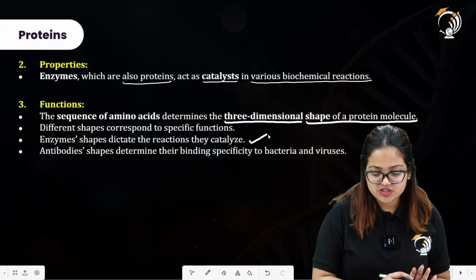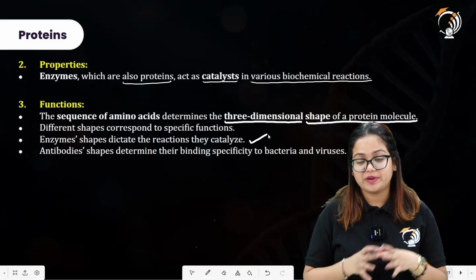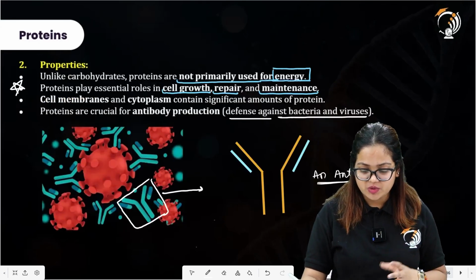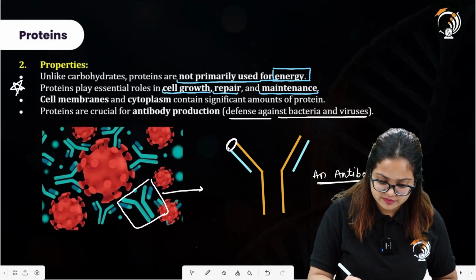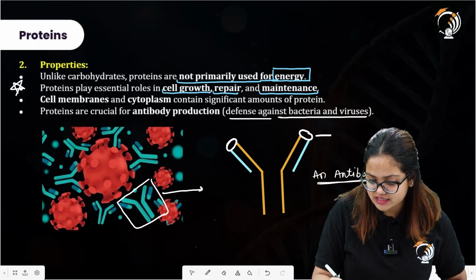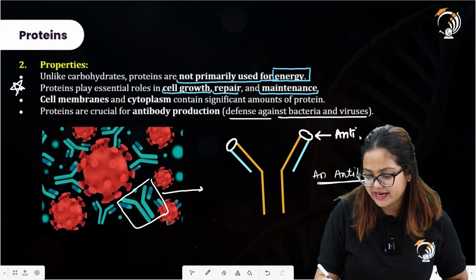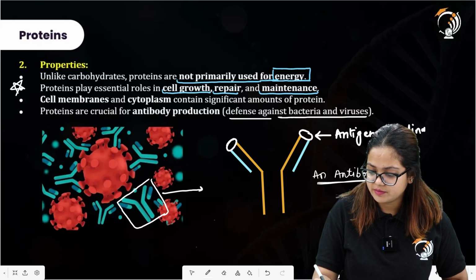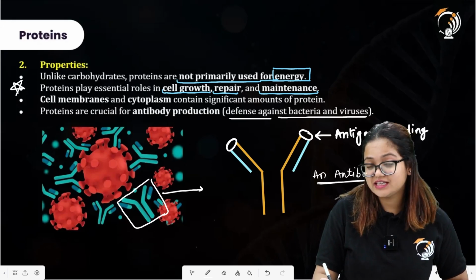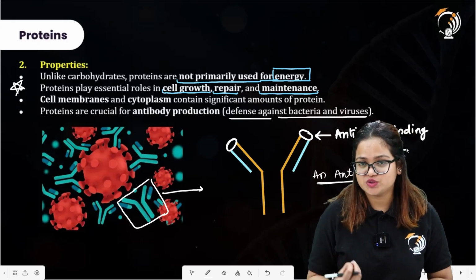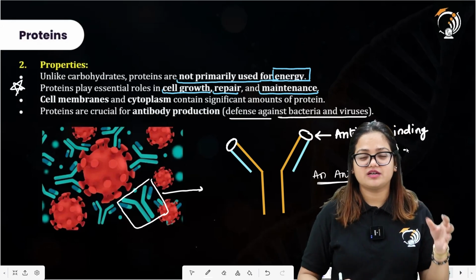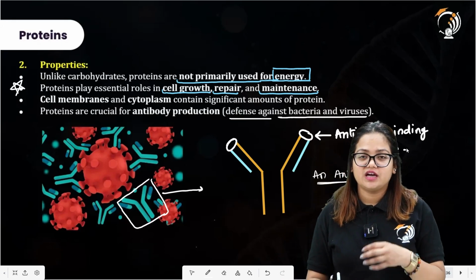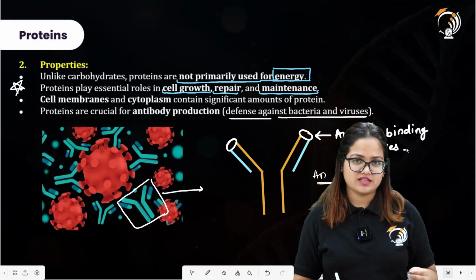All right. Antibody shape determines their binding specificity to bacteria and viruses. And where do the bacteria and viruses bind on the antibodies? Basically here we have the antigen binding sites. And what do we mean by antigen? Antigen binding sites are present on the pathogen. And what is a pathogen? A pathogen can be a virus, it can be a bacteria, it can be anything that is causing disease in living organisms. All right.